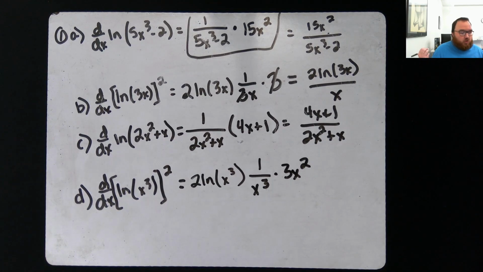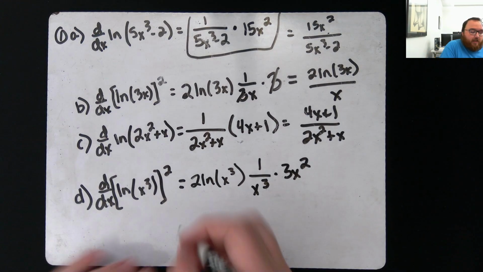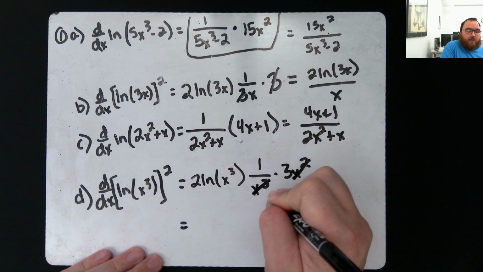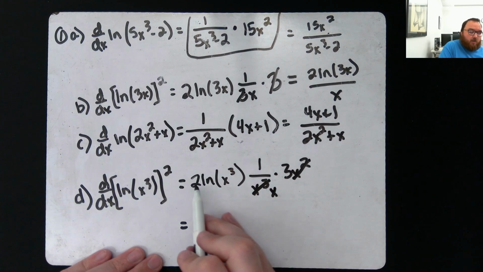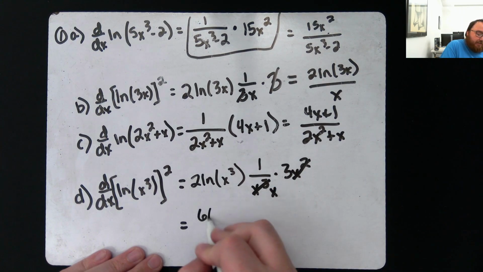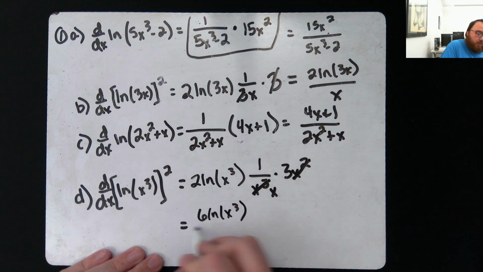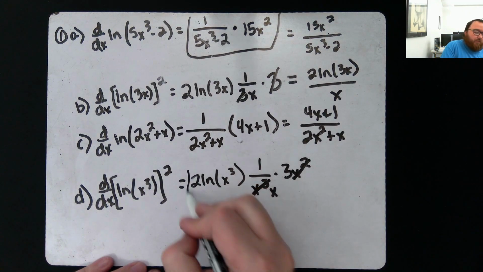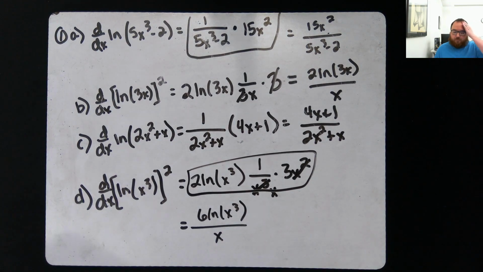Once again, you could stop right here, but technically x squared over x cubed, I can reduce that down just to 1 over an x. 3 times 2 is 6, so I have 6 natural log of x cubed over x. But like I said, for my classes, I'm completely fine if you just stop right here. So that is the derivative.